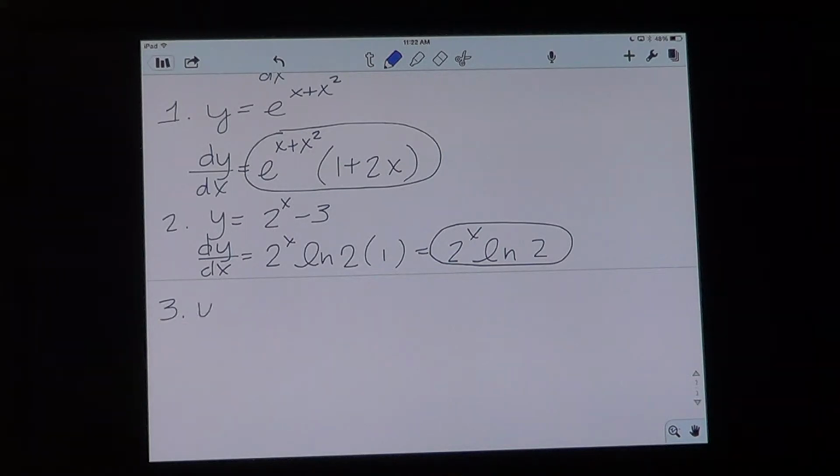Alright, y equals the natural log of x squared. There's two ways we could do this. One way would be just to leave it as it is and do it. And the other way would be to rewrite it using the properties of logarithms that we learned yesterday, which I think would be the easier method, but you could do it either way.